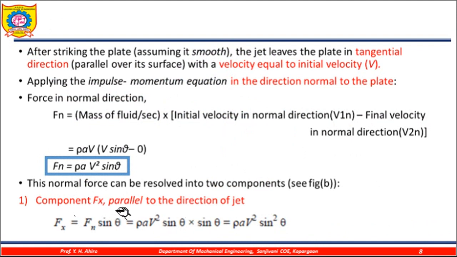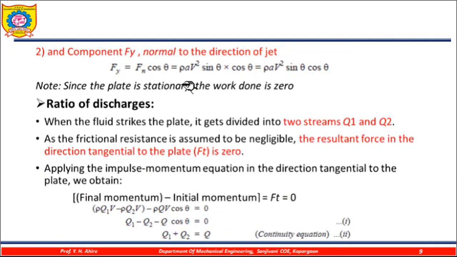The same is written over here. The first component Fx, parallel to the direction of the jet, that is the x direction. So Fx is equal to Fn sine theta, as seen from figure B. That is nothing but rho A V square sine theta multiplied by sine theta. So the Fx component is rho A V square sine square theta. Simple. Second is component Fy.